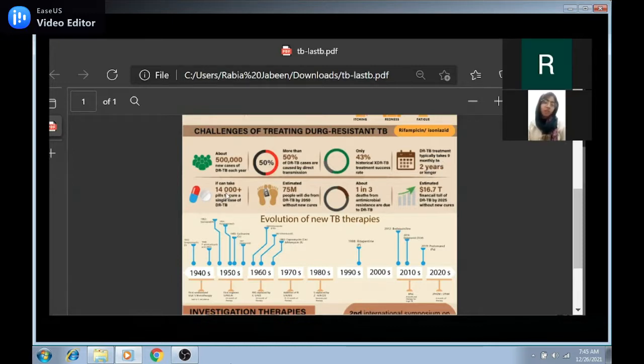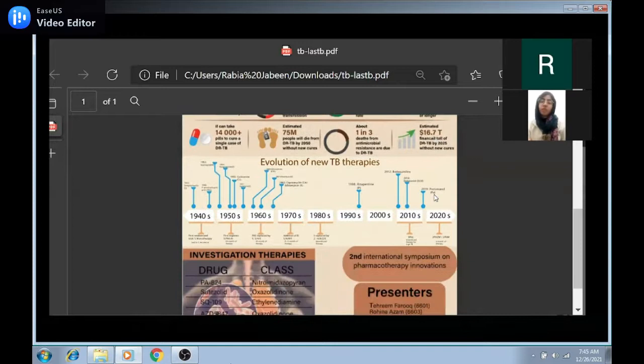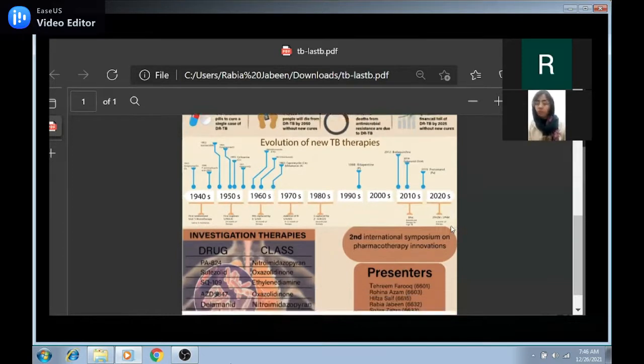A large dose, like 14,000 plus pills, is required for a single patient, with a low success ratio and strong financial burden. To overcome such challenges, there has been an evolution from 1940 till now. As you can see, in the recent past, MDR-TB required less than 1 year of medication, and XDR-TB required less than 2 years of medication. And now in 2020, the medication duration for DR-TB is reduced to 4 months only.